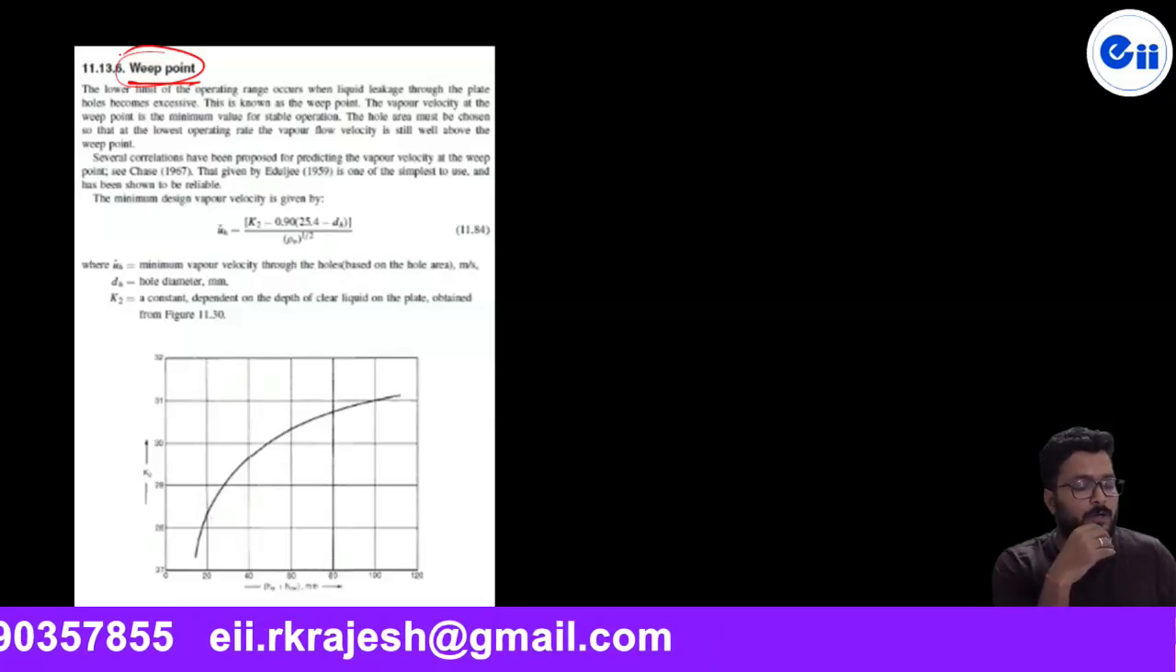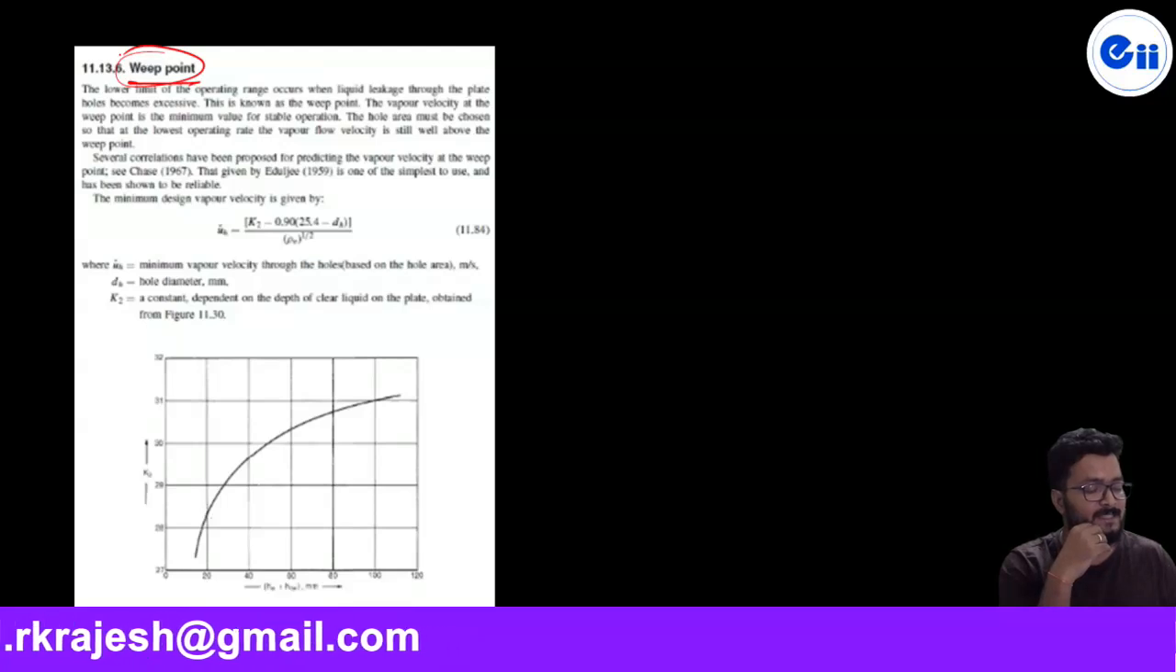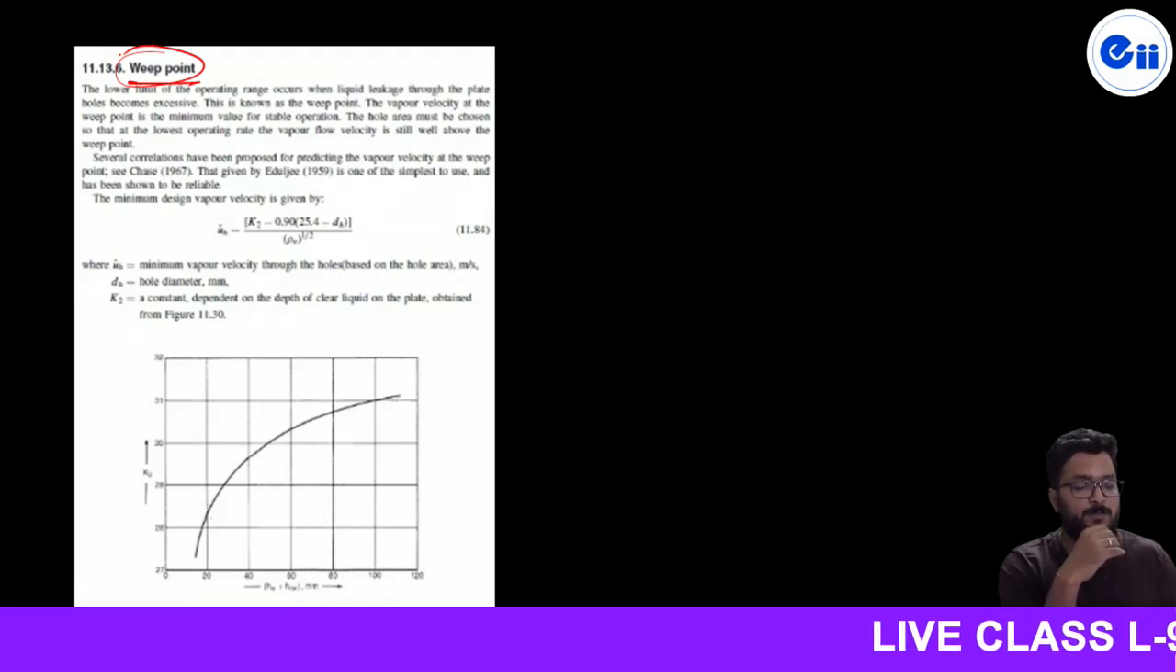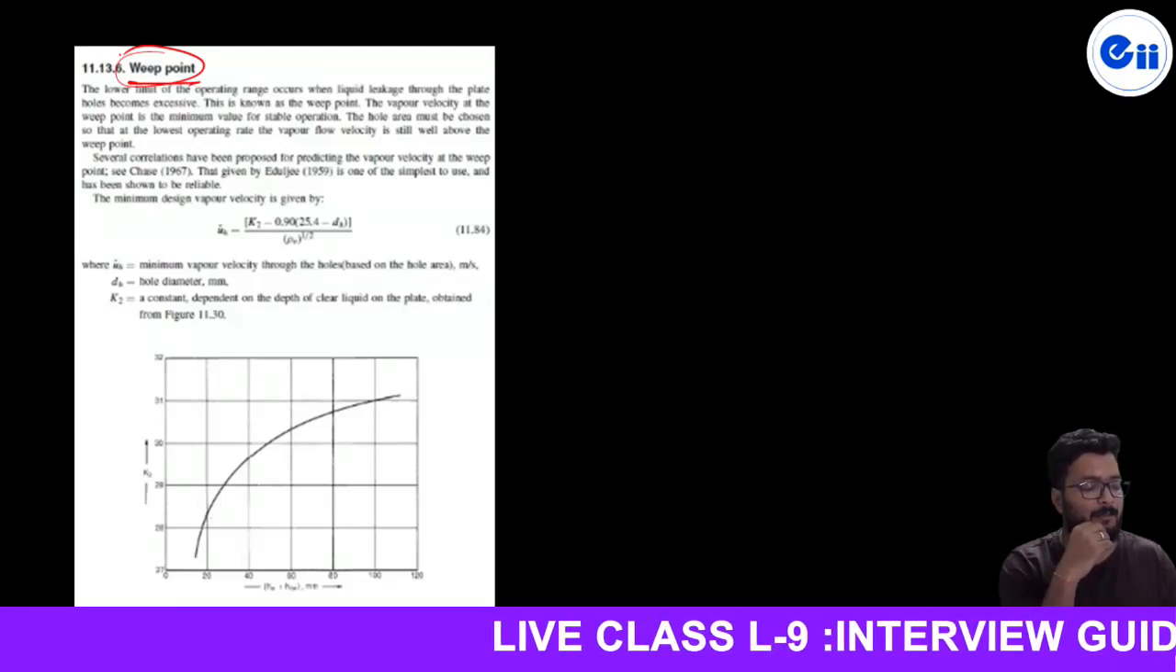Now, the lower limit of the operating range occurs when the liquid leakage through the plate becomes excessive, and this is known as the weep point. The vapor velocity at the weep point is the minimum value for stable operation. So for stable operation, the minimum velocity of vapor is the weep velocity actually, and the hole area must be chosen so that the lowest operating rate of the vapor velocity is still well above the weep point.